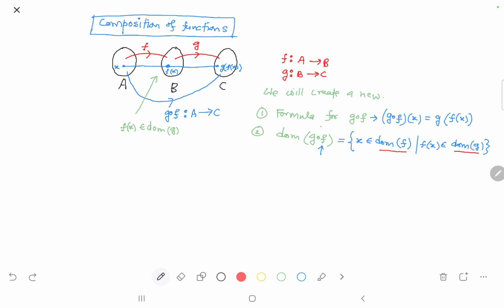So we are taking some collection from the domain of F for which this condition is satisfied. Clearly, the domain of G composition F is a subset of the domain of F, because we are taking those elements from the domain of F that satisfy the condition: F of x must be inside the domain of G. Otherwise, we cannot calculate G of F of x. Let me tell you an example, then you will understand.